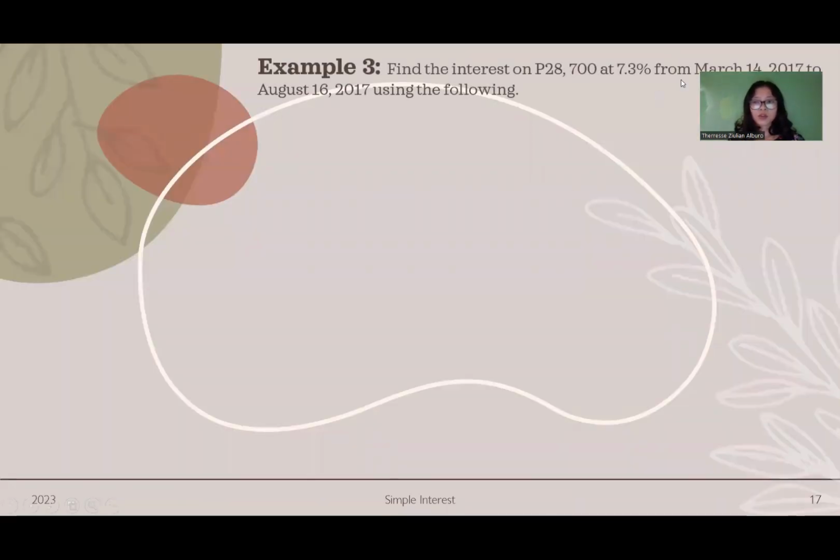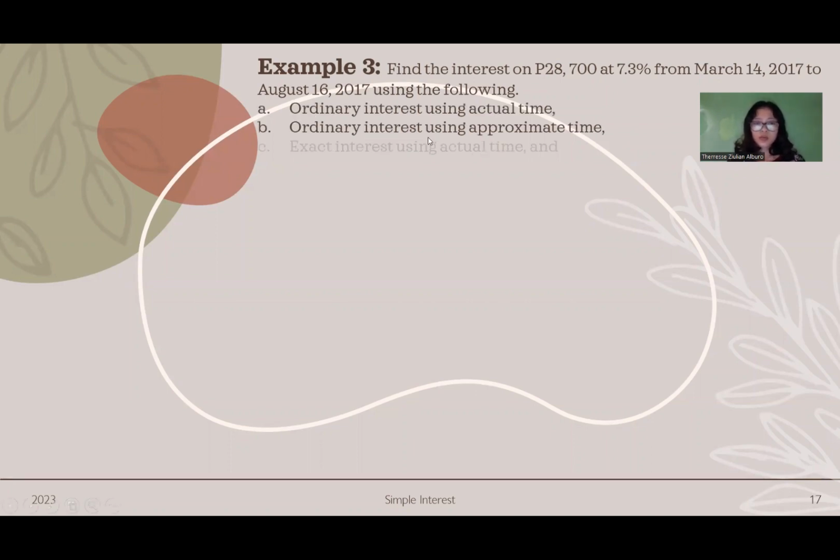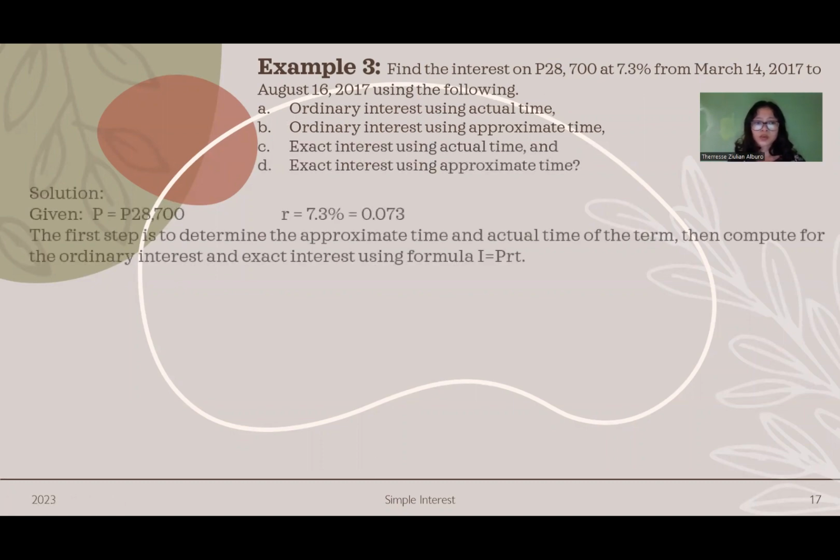So here is example 3. We are going to find the interest given the principal amount and the rate. So here are the given, the principal amount and the rate. First, we need to determine the approximate and actual time.